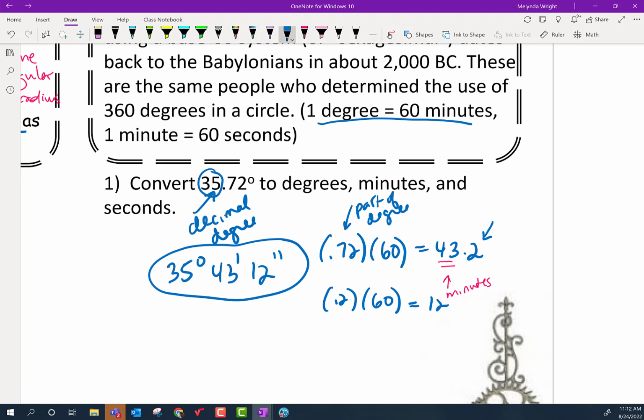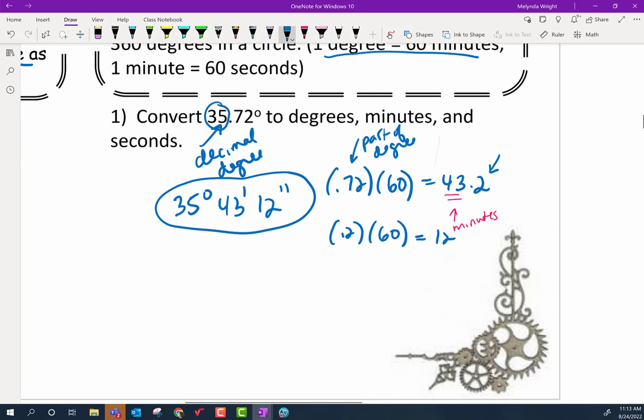Your homework will be specific, and you have some homework problems on converting to degrees, minutes, seconds. Okay? So how are we? Now let's see, what if we wanted to check this out? What if we wanted to see if we were correct?